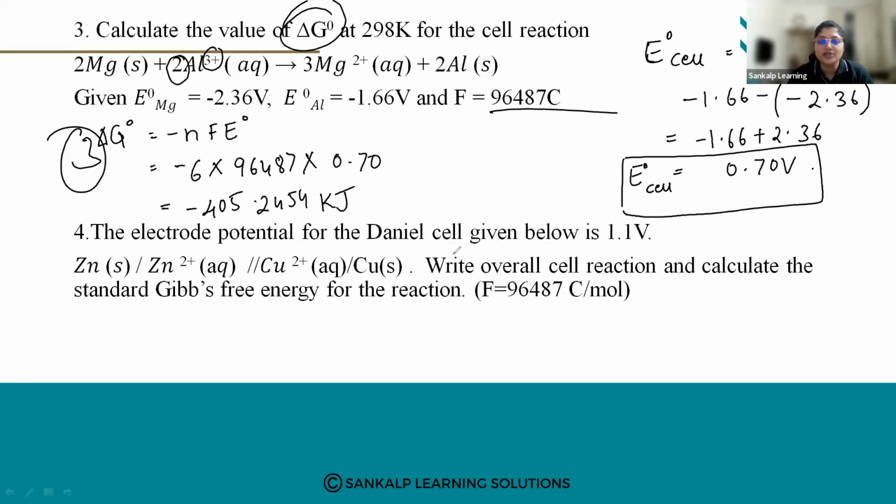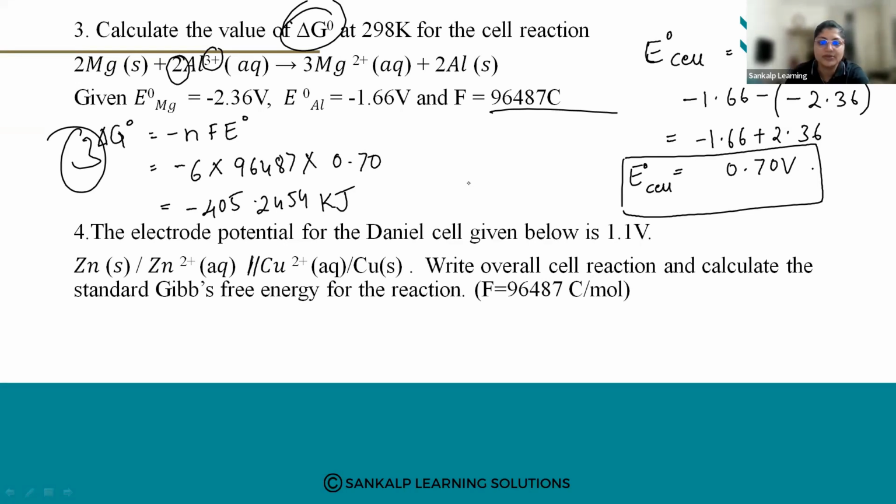The electrode potential for the Daniel cell given below is 1.1 volts. That is, zinc solid dipped in Zn2+ aqueous, and this represents your salt bridge, then Cu2+ aqueous dipped in copper, that is with your copper rod. Write the overall cell reaction and calculate the standard Gibbs free energy. Here they have asked you to calculate the standard Gibbs free energy for the reaction. The Faraday value is given.